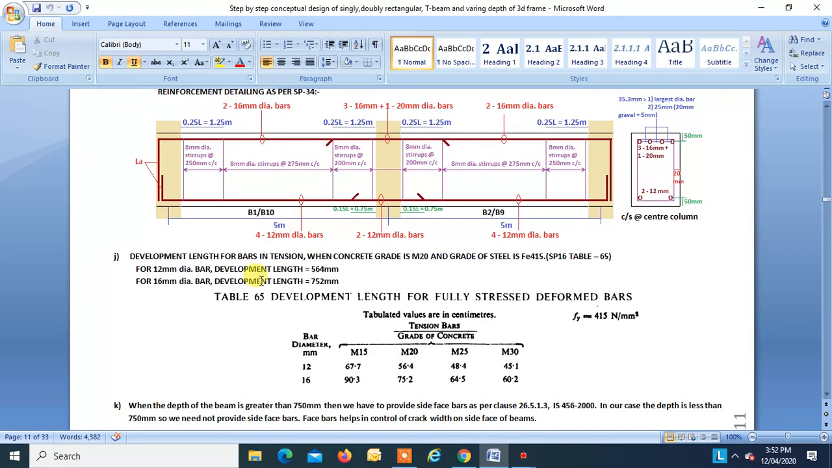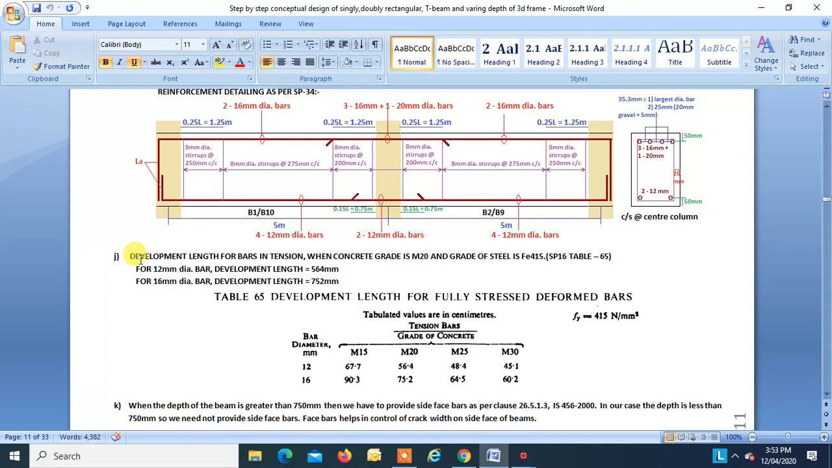Okay. Now, development length in tension when the concrete grade is M20 and grade of steel is Fe415. This we have to refer to Table 65 of SP16. This is a small part of that table. The anchorage of this bar should be at least equal to the development length for bars in tension. Though this bar is in compression, still we will provide the development length for this bar as per bar in tension, because in case of earthquake the stresses can be reversible, right? So at that time, this might go under tension, right?